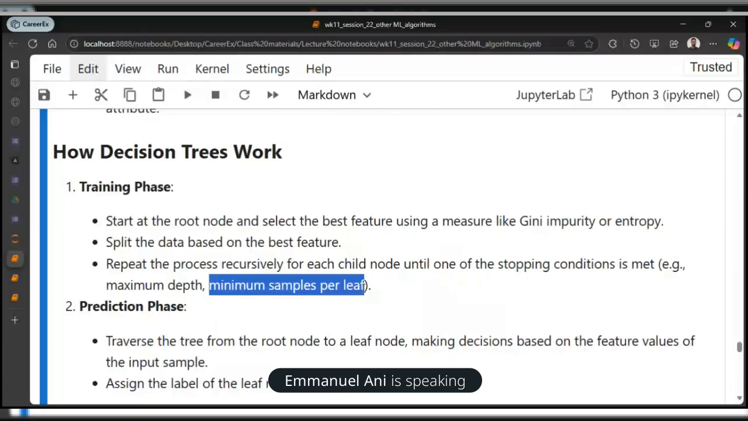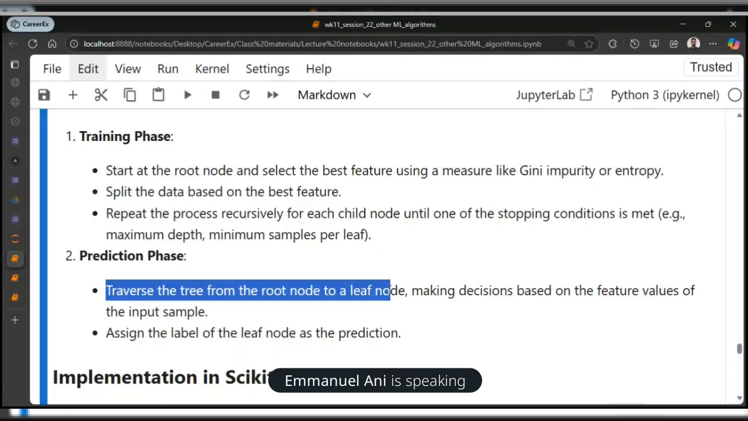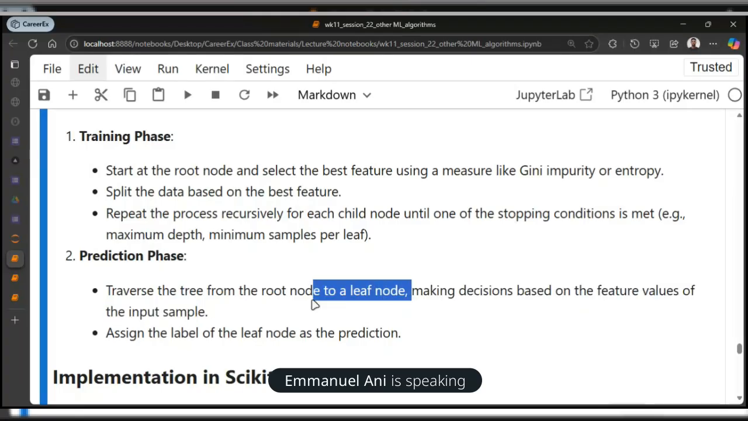Once you create a model, you can actually know how your model is making predictions. So a decision tree is one of the most transparent models, right? You can know what is happening and how it is making its decisions. All right. So for prediction, once you've trained and you want to make a prediction, you traverse the tree from the root node to a leaf node, making decisions based on the feature values of the input sample. So you get the label on that particular leaf node and assign it to the data point you're trying to predict.